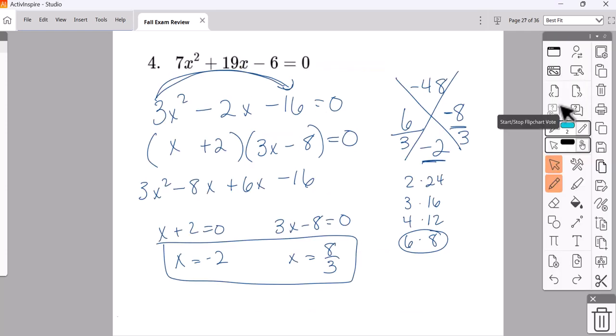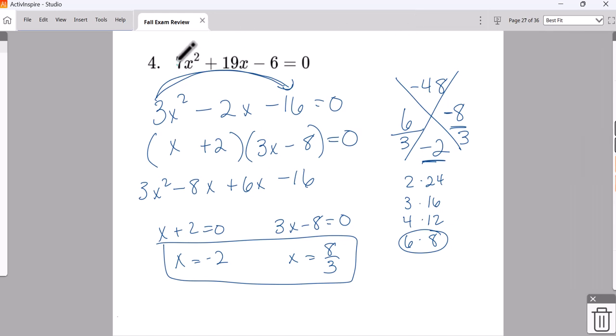Okay, and so then when it's a trinomial with a number sitting in front, this is where most of us struggle the most. This is a different problem than the one that's listed here, but 3x squared minus 2x minus 16. We take the first number and multiply it by the last number. So 3 times negative 16 gives me negative 48. The middle term is a negative 2. And I'm looking for two numbers that multiply to give me this number, but add together to give me this number. And so those numbers for me are going to be 6 and negative 8.